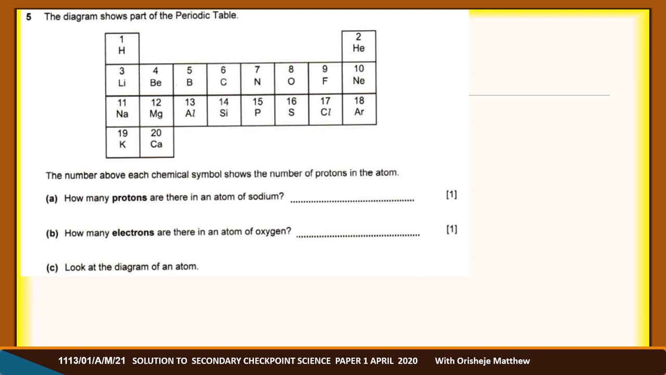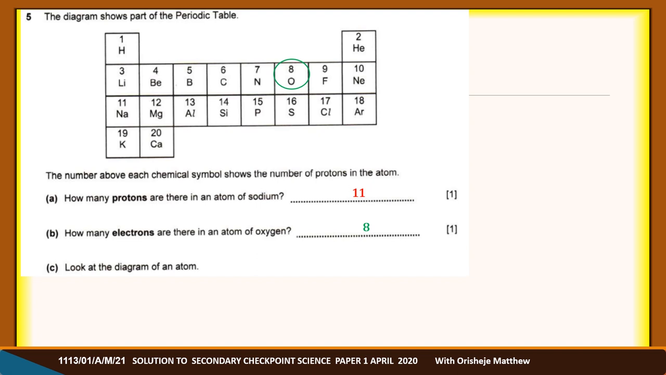Question 5. The diagram shows the part of the periodic table. The number above each chemical symbol shows the number of protons in the atom. How many protons are there in an atom of sodium? 11 protons. How many electrons are there in an atom of oxygen? 8 electrons.